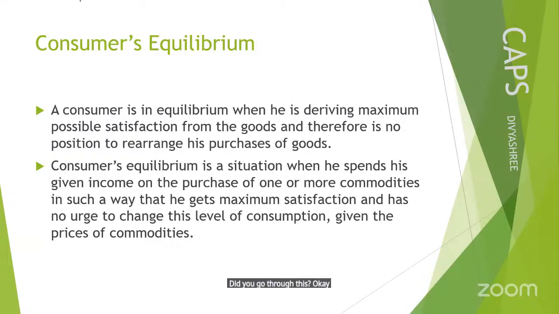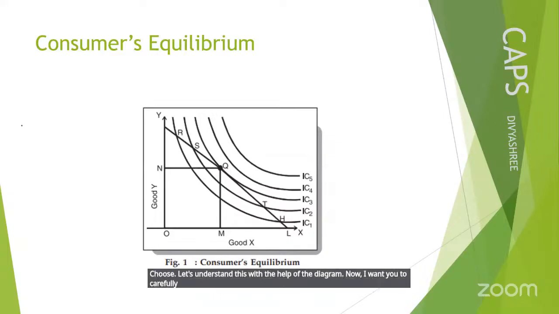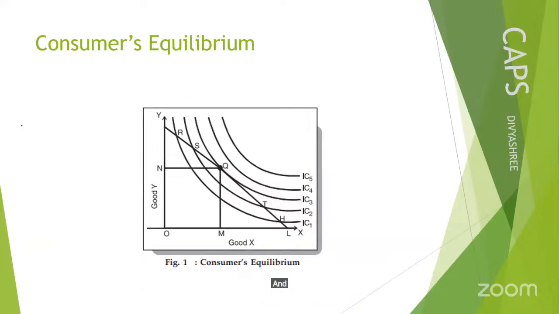Okay. So basically, this concept says that given the bundle of choices in the market, which one a consumer will choose. Let's understand this with the help of the diagram. I want you to carefully look at the diagram and say out of the 5 combinations R, S, Q, T, H, which one the consumer would choose and why?